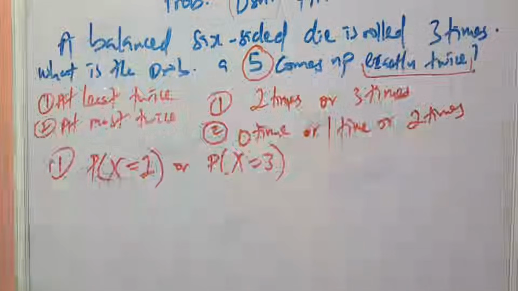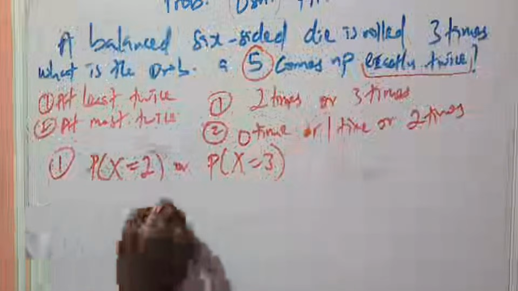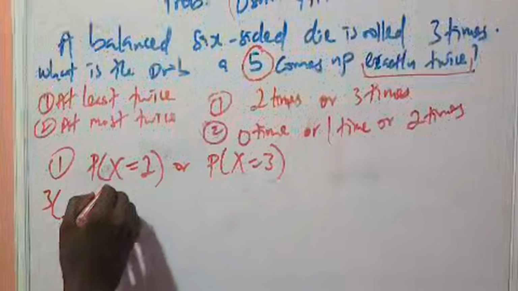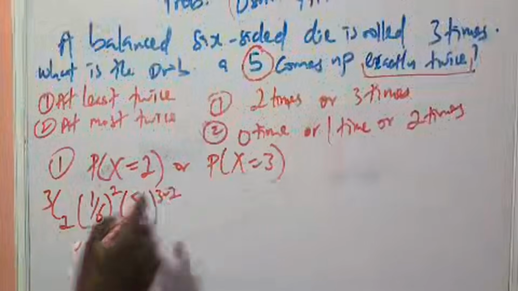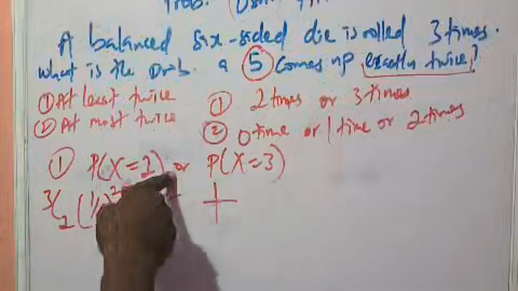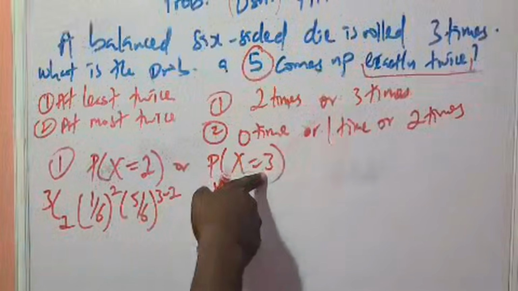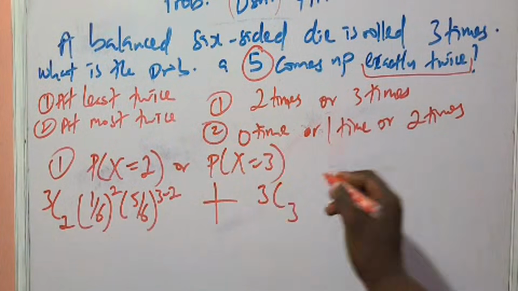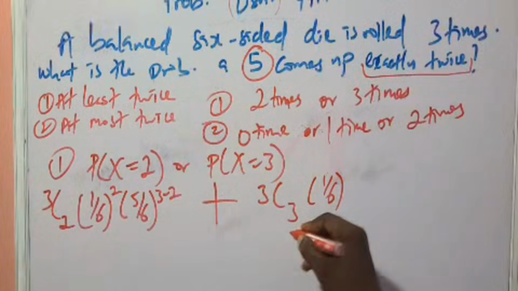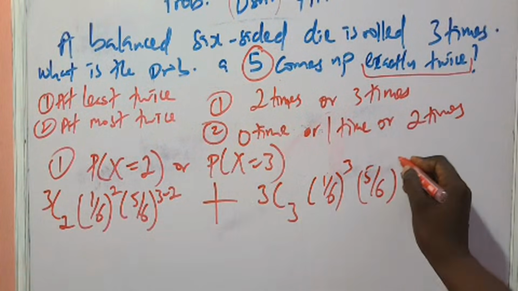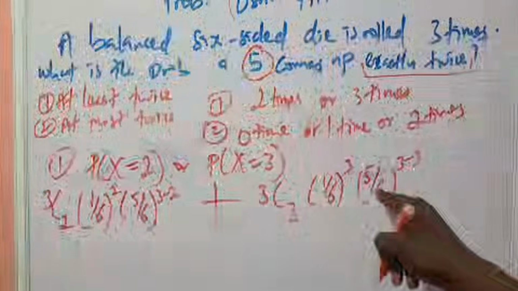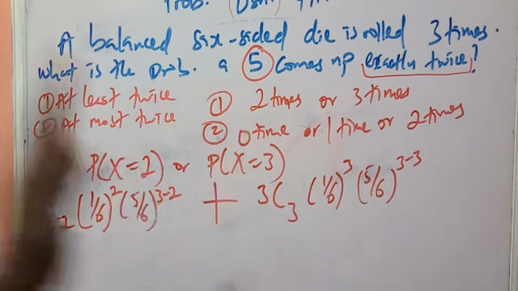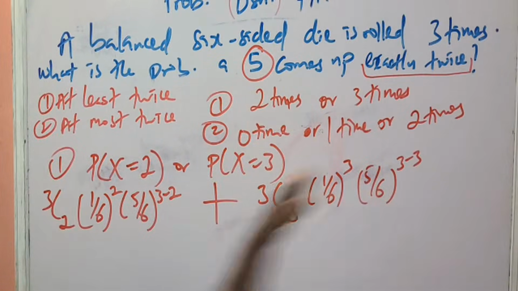So what you will do in solving this question of at least twice would be for you to go and use, let me try and bring it out here. For this experiment, you'll be having 3 combination 2, p, which is 1 over 6, raised to power 2, then 5 over 6 raised to power 3 minus 2. That's for this side. Then plus, this plus is what the "or" is replicating. That of 3, which will be 3 combination 3, your x here is 3. All right? Then you have 1 over 6 raised to power, in this case 3, then 5 over 6 raised to power 3 minus 3, which will just be 0. So all this returns 1 because anything raised to power 0 is 1. Now, for you to solve this question of at least twice, this is what you have to solve. You have to go and solve this and add it with this, and that's your answer.